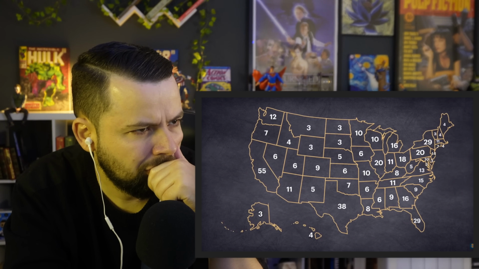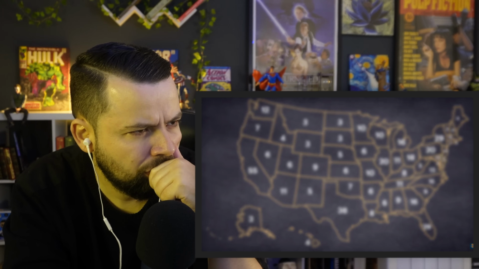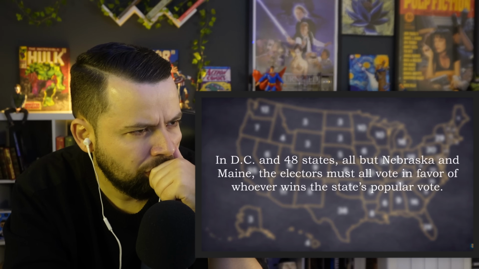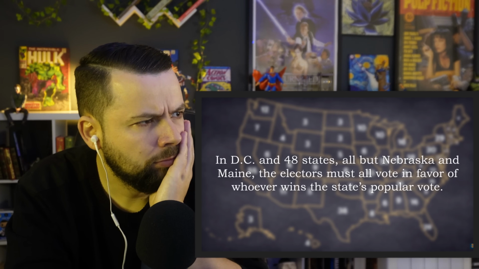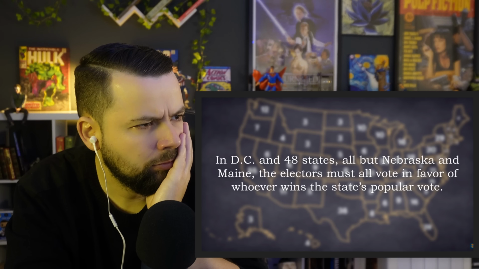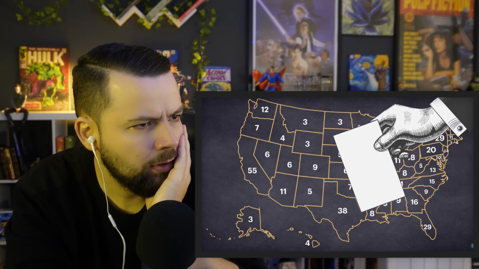Furthermore, the laws that determine how electors must vote also come down to what state governments decide, as the Constitution fails to cover this. In D.C. and 48 states, all but Nebraska and Maine, the electors must vote in favor of whoever wins the state's popular vote. For that reason, when the ballot tallying begins, we will see each individual state counting their own ballots and determining whether their citizens went red or went blue.